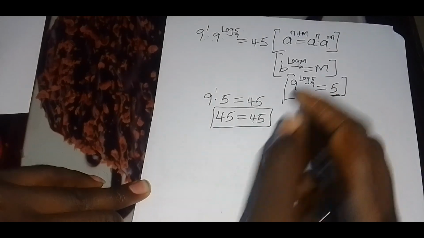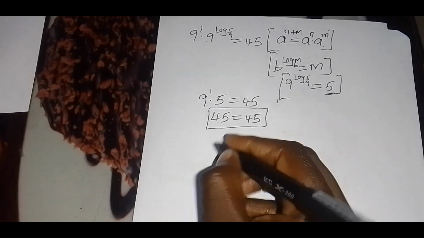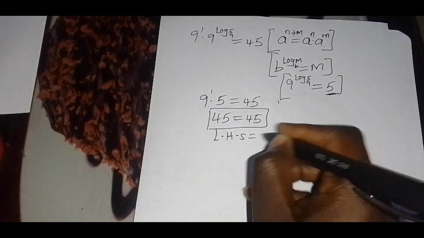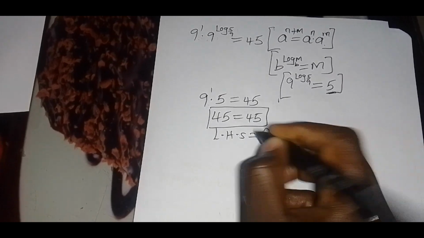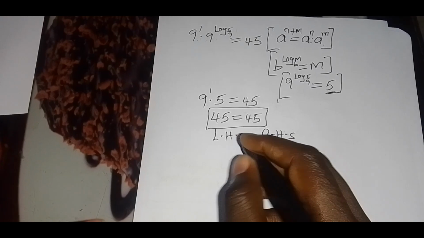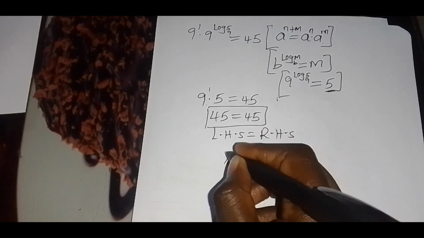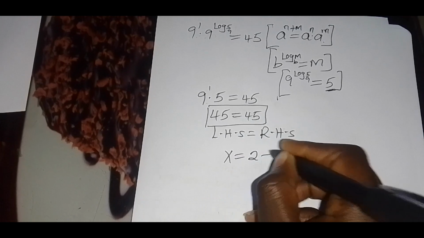So, which we have verified, that means that the left hand side is equal to the right hand side. And that proves that x is equal to 2 plus log 5 to base 9.